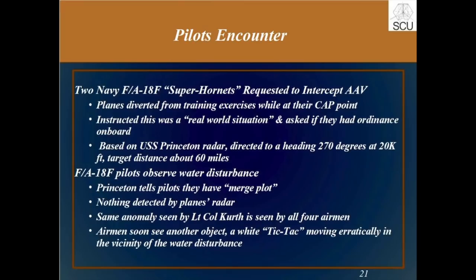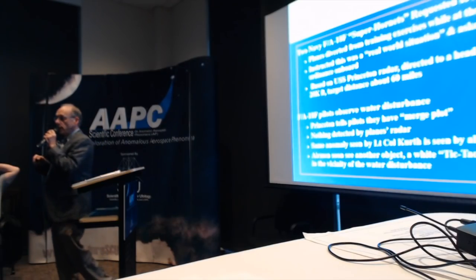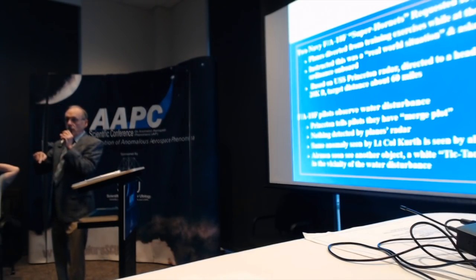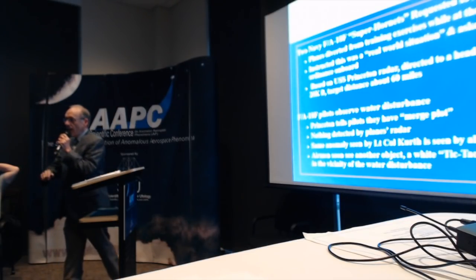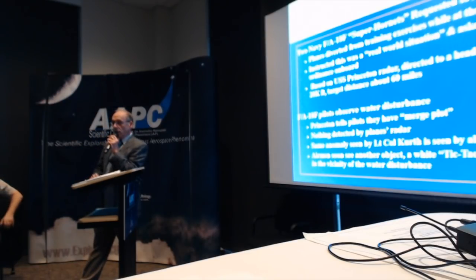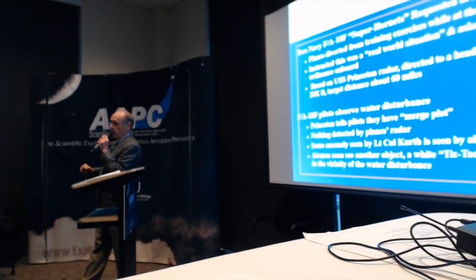They're headed due west, and they get to the point where the Princeton tells the F-18s, you've reached merge plot, which means on the radar, the F-18s and the target are both one. Now the F-18s have their radar on, but they do not detect any object, other than the Princeton's told them they're where the object is.